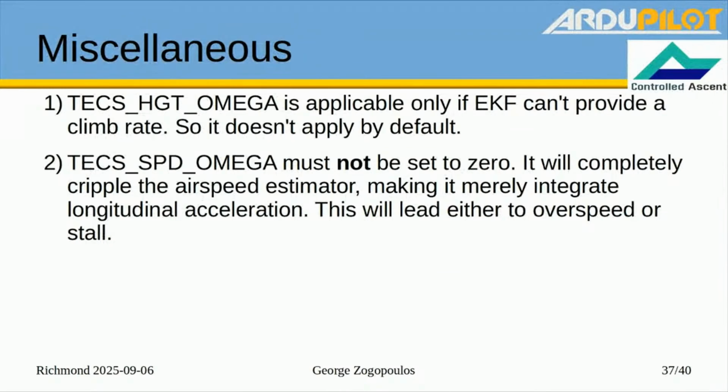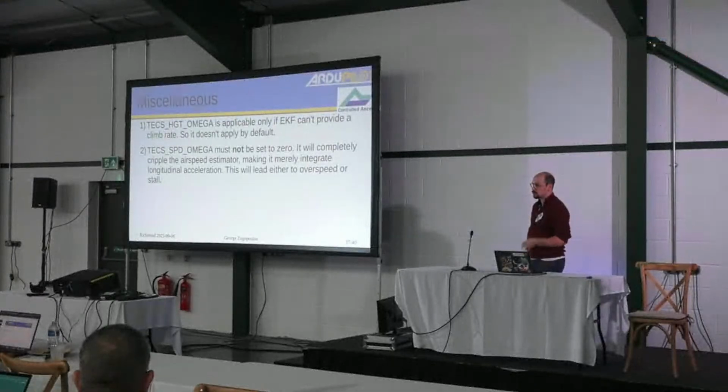And finally, some miscellaneous points. TECS height omega by default does not have any effect, because if the EKF is active and can give a vertical speed reading, then TECS height omega doesn't apply and is not taken into consideration. So for most modern users, it doesn't matter.